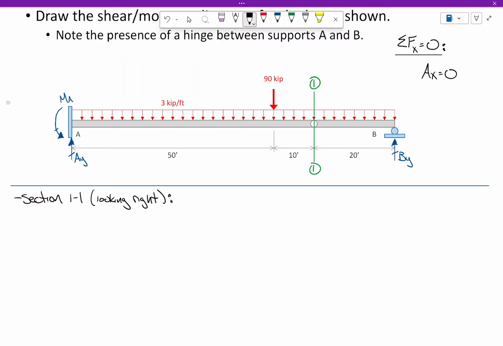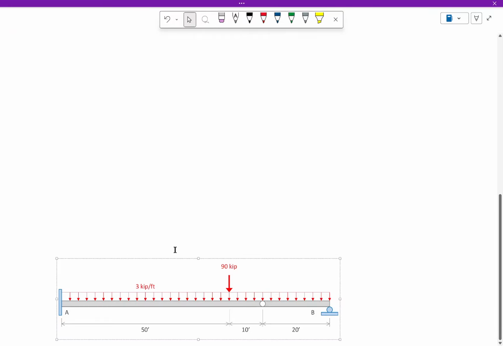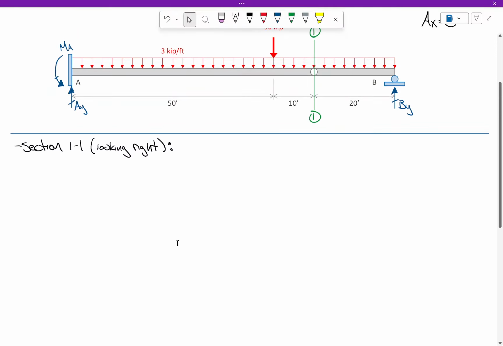Okay, and just so everybody's aware, I kind of cheated because if you look at my notebook, I copied and pasted the beam again. So I'm going to drag this down a little bit so that it's out of the way. Okay, but we're going to cut a section and look to the right. So when we cut a section and look to the right, here's what we've got. We've got a beam like this. We've got a distributed load like this.